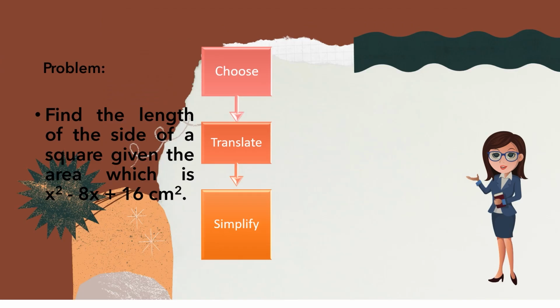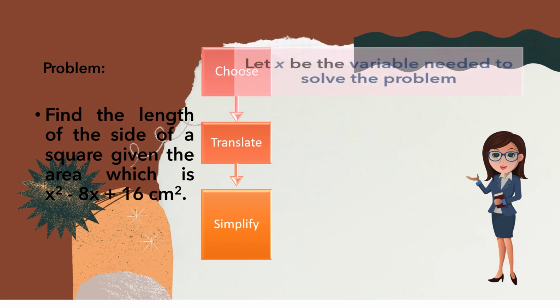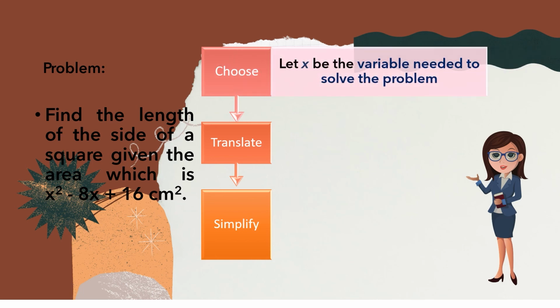Here are the given steps. Choose, translate, and simplify. For the first step, let x be the variable needed to solve the problem. Second step, the given area is x squared minus 8x plus 16. In this given area, we will be using factoring perfect square trinomial.